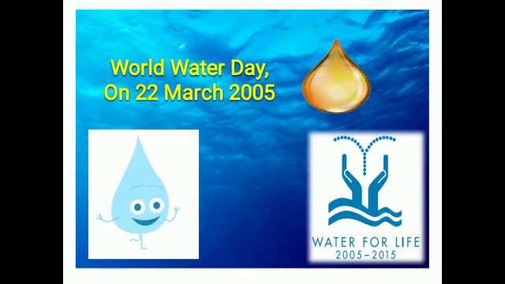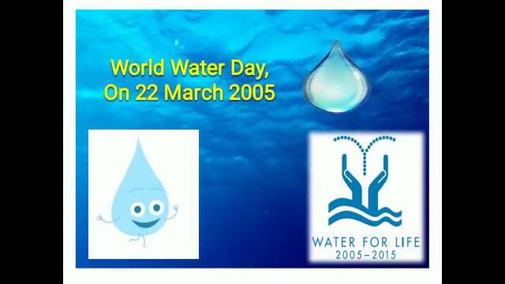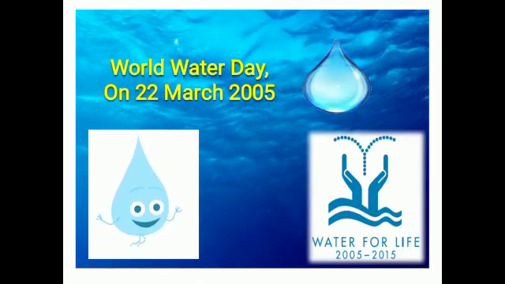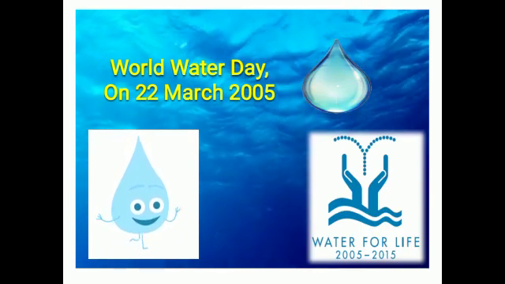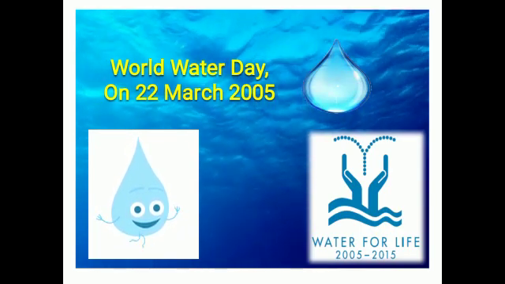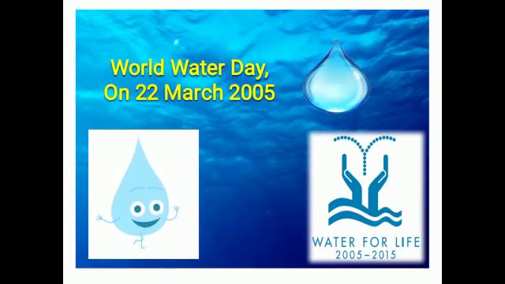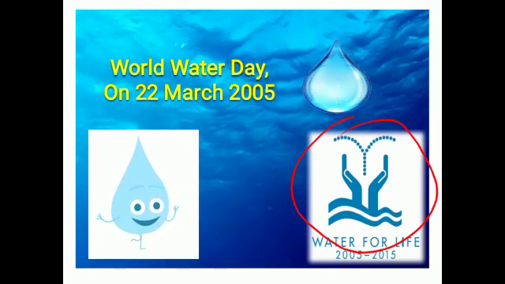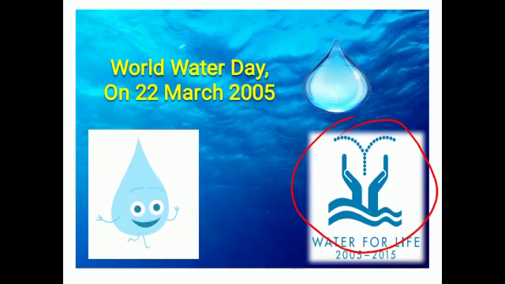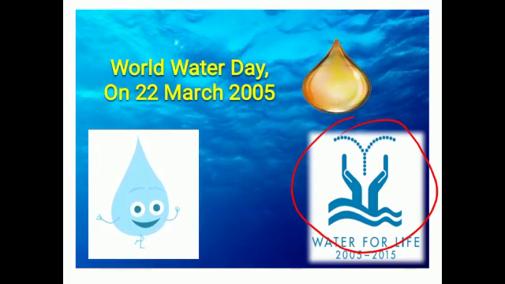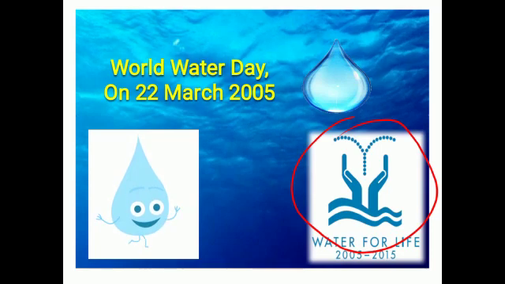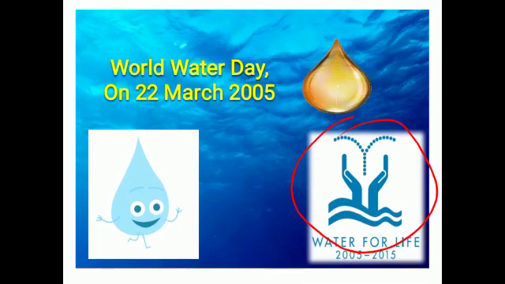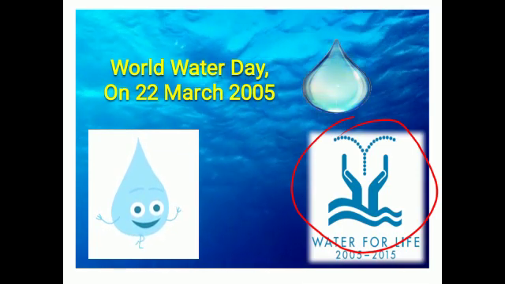Clear? So realizing all this urgency, the General Assembly of the United Nations proclaimed the period 2005 to 2015 to be Water for Life. You can see the icon here. UN means United Nations. They proclaimed that this decade, meaning 10 years, would focus only on how to save water and how to clean water. That is Water for Life.